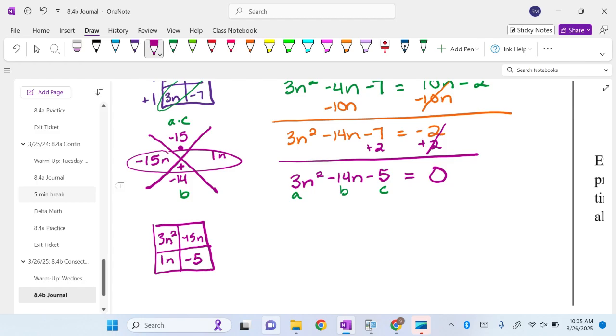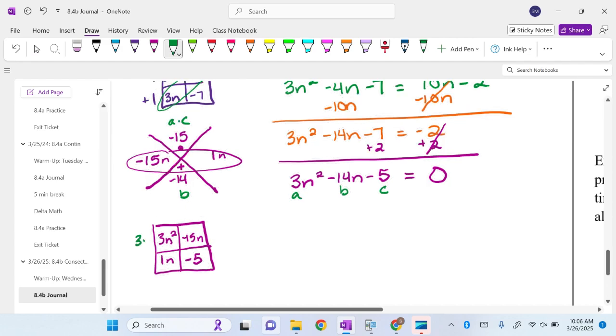Now, we always start in the top left corner of the box. What are the only two values that will multiply to 3n squared? N and 3n. Now, we've got to pay attention to where we place the 3n. Should I place the 3n on the side of the box or on the top? Side. Why?